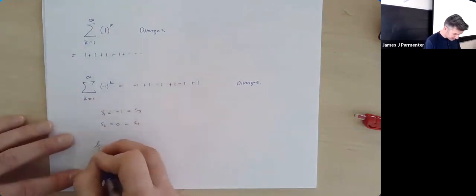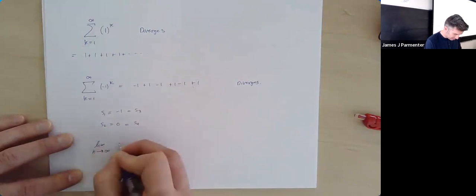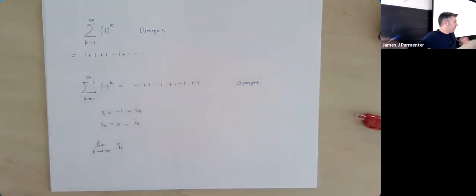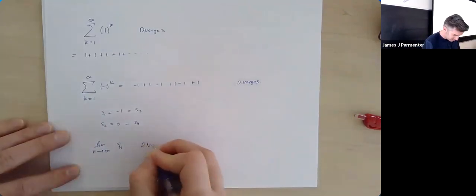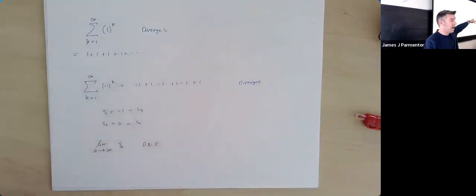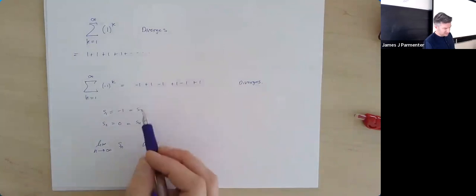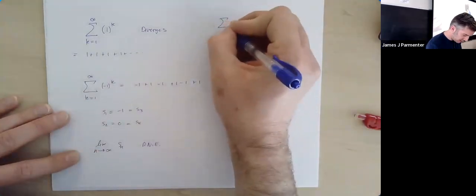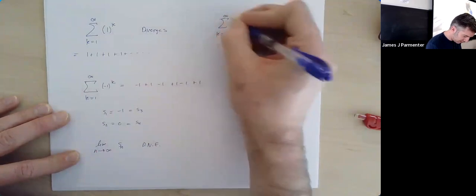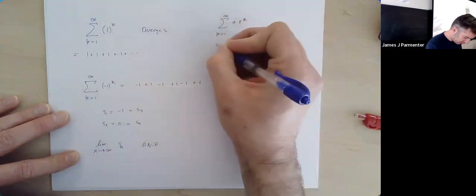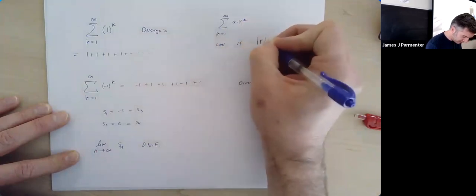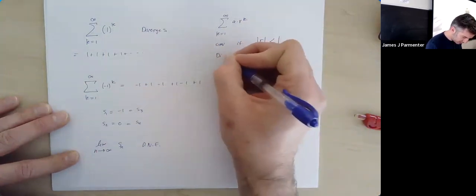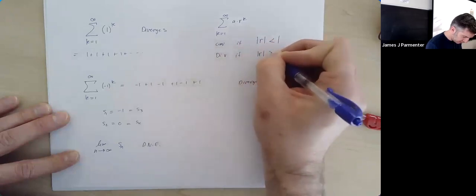But if you want to take the limit as n goes to infinity of these partial sums, well, it's just bouncing back and forth between -1, 0, -1, 0, -1, 0. That limit doesn't exist, because you're not getting close to one specific number no matter how far out you go. So even though it feels like it could be -1 or 0, it diverges. That's why we're able to say the geometric series from k equals one to infinity of a times r to the k converges if the absolute value of your ratio is strictly less than one, and diverges if the absolute value of your ratio is greater than or equal to one.